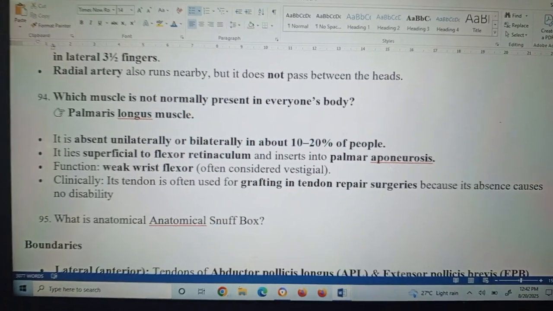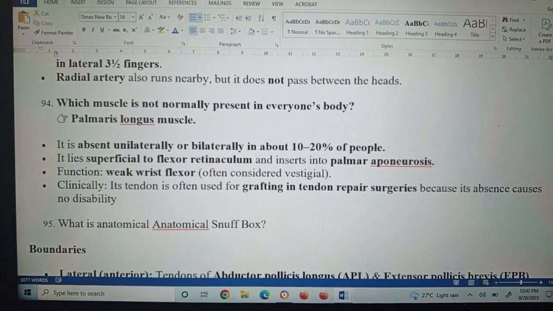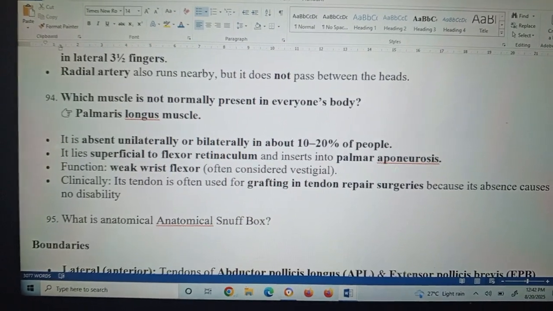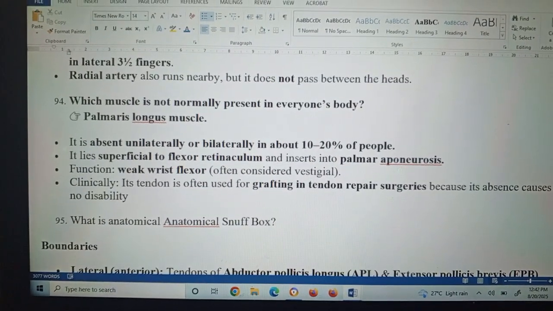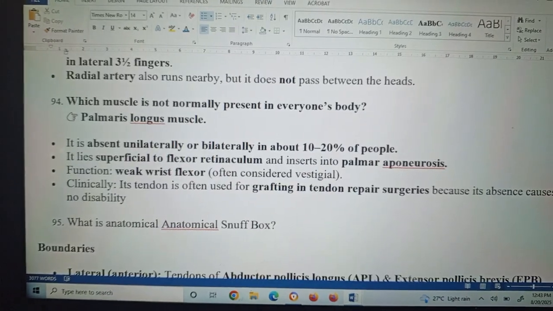Which muscle is not usually present in everyone's body? It is the palmaris longus muscle, and it is absent either unilaterally or bilaterally in about 10 to 20% of people. It lies superficial to the flexor retinaculum.